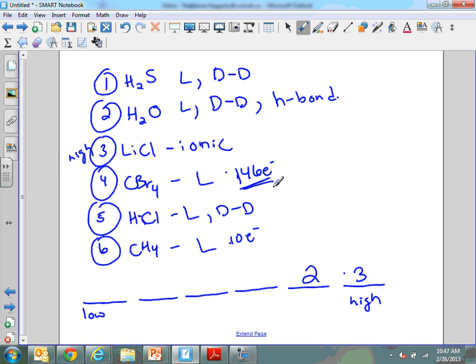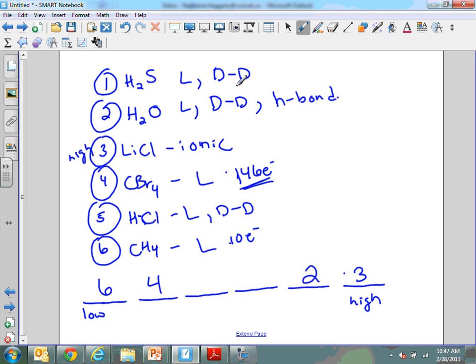So just like cars on the road, the more number of cars you have, the greater likelihood of a traffic jam. The more electrons you have, the more likelihood you're going to have London dispersion, so uneven distribution of electrons. So number 6 is our lowest. Number 4 is our second lowest.